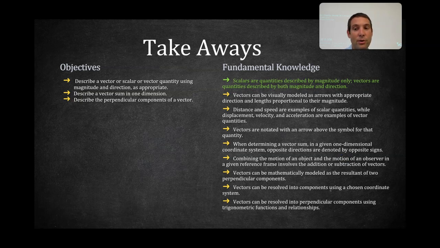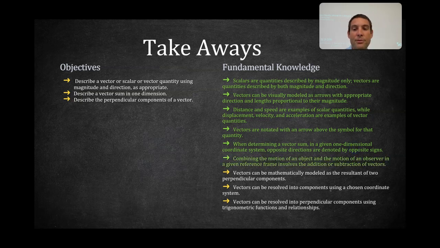Vectors can be visually modeled as arrows with appropriate direction and lengths that are proportional to their magnitudes. Distance and speed are examples of scalar quantities, while displacement, velocity, and acceleration are examples of vector quantities. Vectors are notated with an arrow above the symbol for that quantity. When determining a vector sum in a given one-dimensional coordinate system, opposite directions are denoted by opposite signs.